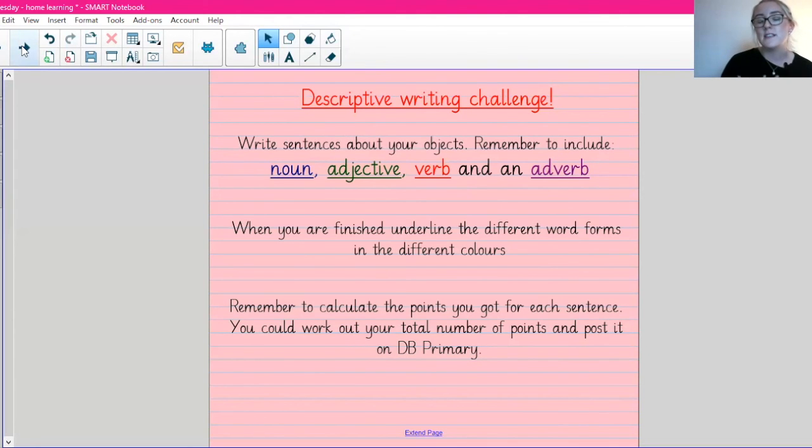You're going to write sentences about your own objects, including the different word forms, just like I did. When you're finished, underline the different word forms in the different colours. And remember to calculate the points you've got for each sentence. You could work out your total number of points for all your sentences, or maybe you can choose your top point sentence and post it in on DB Primary in the collaboration area.